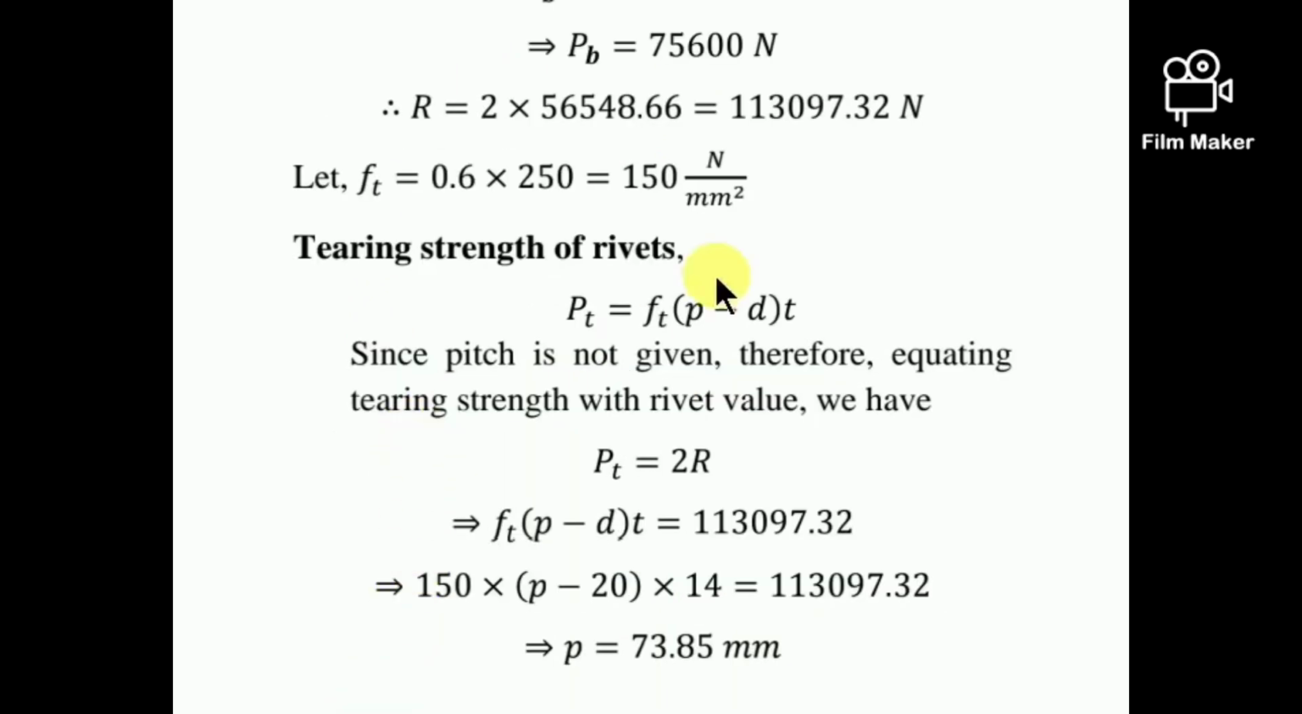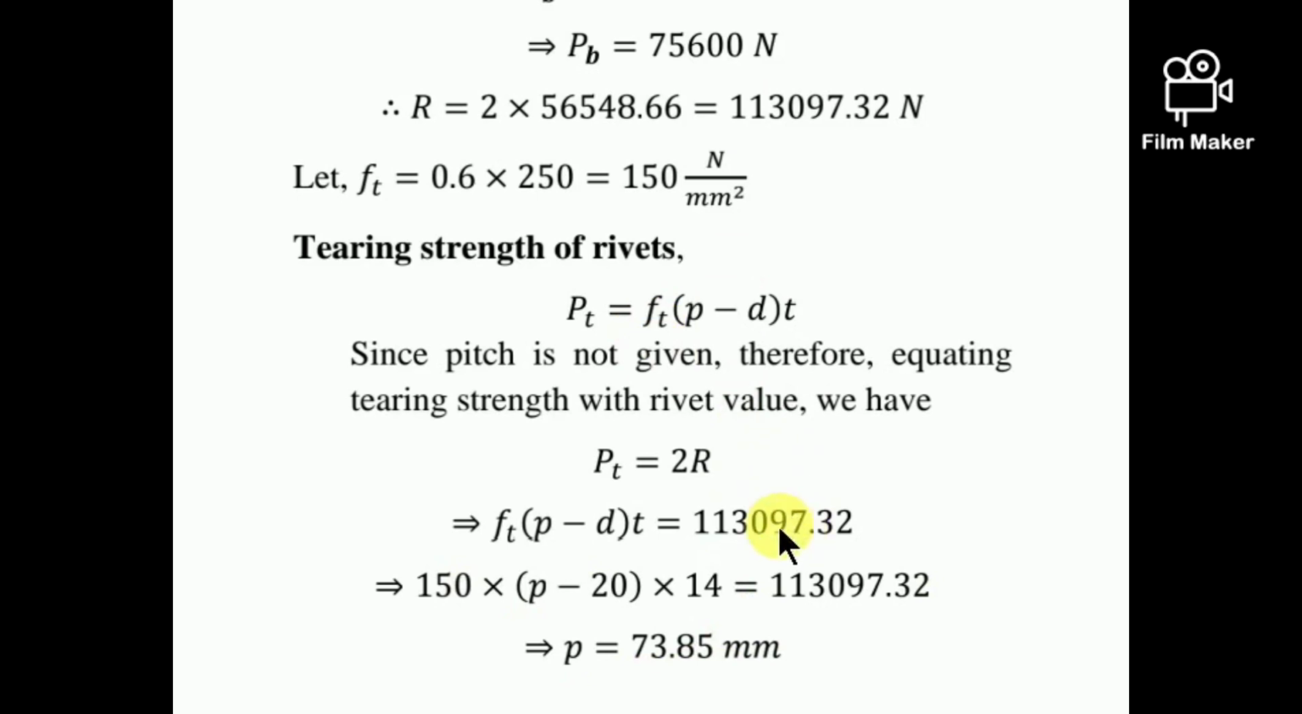Now next we'll calculate the pitch. We require the pitch because in calculation of the efficiency we'll require the pitch. So for the tearing strength of rivet, the formula is Pt equal to Ft (p minus d) into t. Now we'll take the value of Pt as 2R, that means the rivet value, which you already obtained. Now this Ft we got as 150. We know that d is the gross diameter 20 and thickness of plate is 14. Putting all the values, we get the value of the pitch small p as 73.85 mm. This is the procedure for calculation when the pitch is not given.